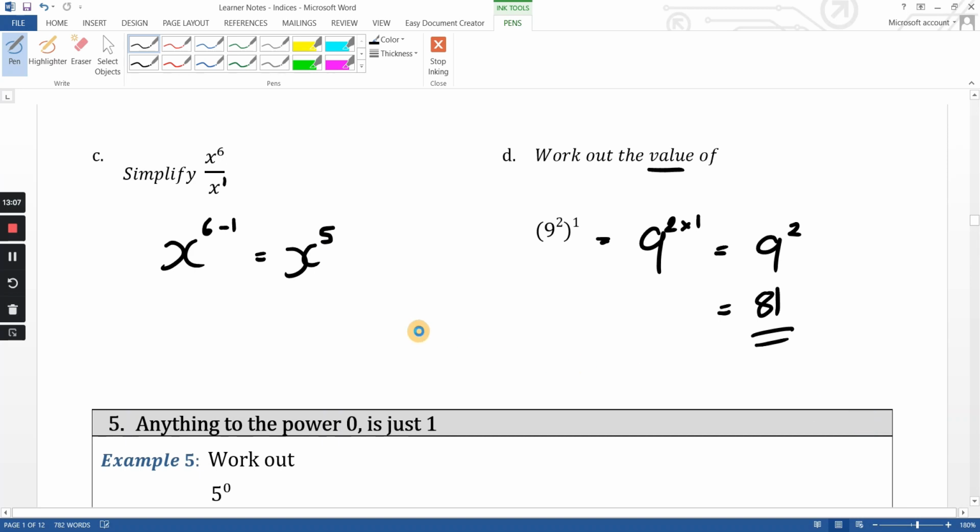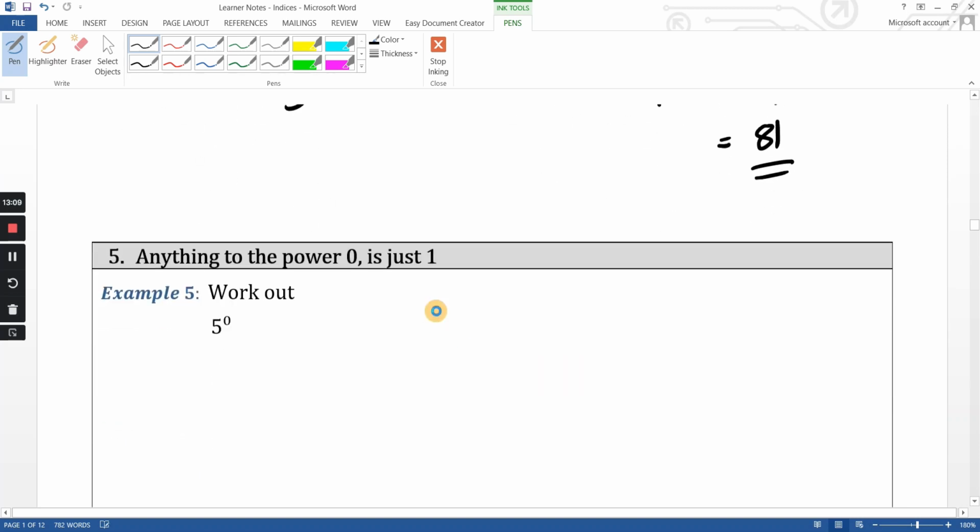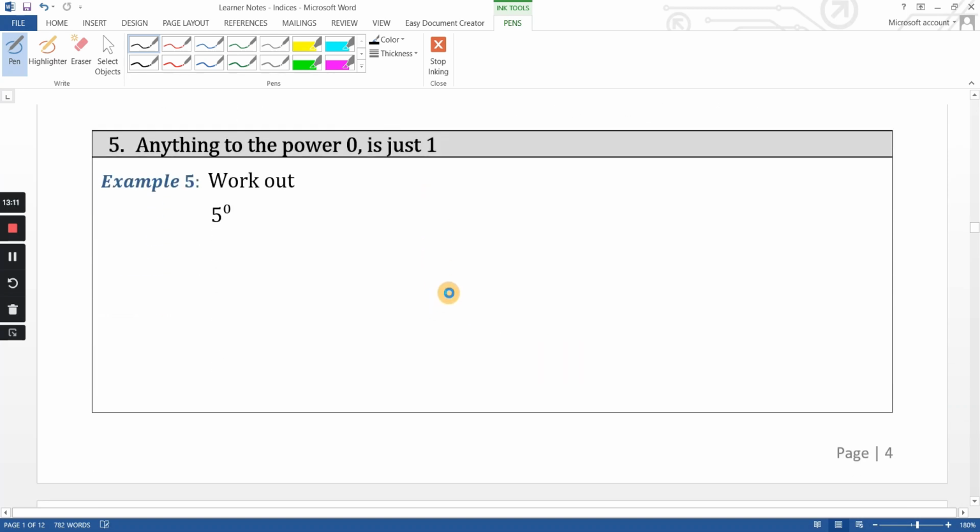So let's move on to rule number 5. Anything to the power 0 is just 1. So for example, work out 5 to the power 0, and it's just 1 whole. Yeah, so it's always going to be 1 whole, even if you had 999,000 to the power 0, it makes no difference, it's still going to be 1.